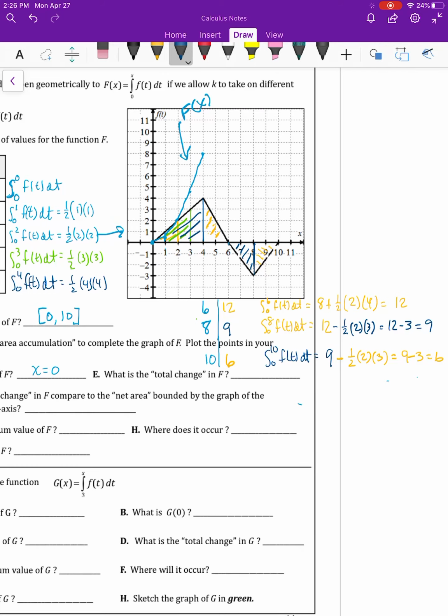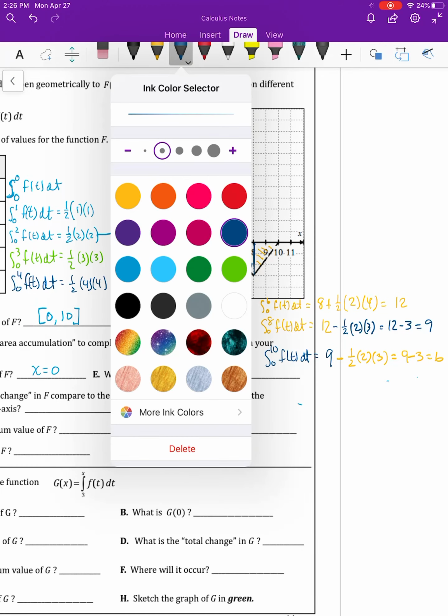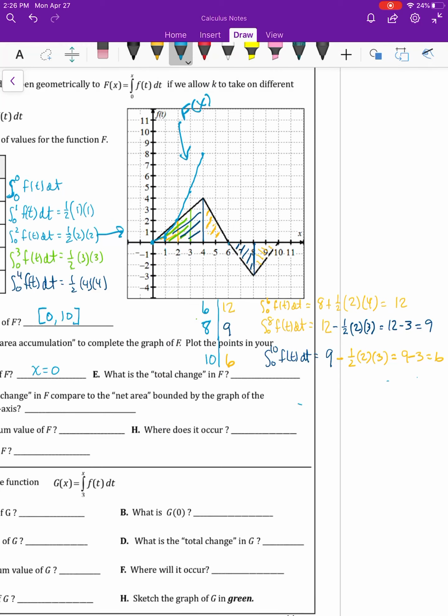So if I do that, and then I think I was in that blue, and I start graphing these, so at 6 I had 12, at 8 I had 9, and at 10 I had 6. I could kind of follow that, and you want it to be smooth. You don't want it to go abruptly like in a point at all. You want to smooth it out. It's just a smooth curve, okay? But there's the rest of your capital F.